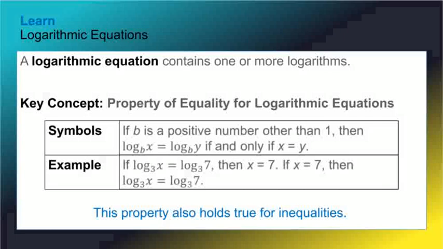So if the bases are the same for logarithms, then your x is going to equal your y. So the example, log base 3 of x equals log base 3 of 7. So x would have to equal 7. So just like we have exponentials, when the bases were the same, the exponents equal. The same is true for logarithms. And this would be the same thing for inequalities instead of equations. So inequalities and equations would work the same way.